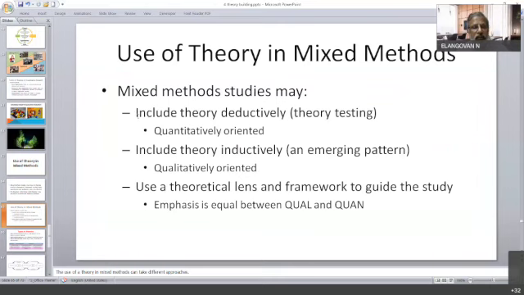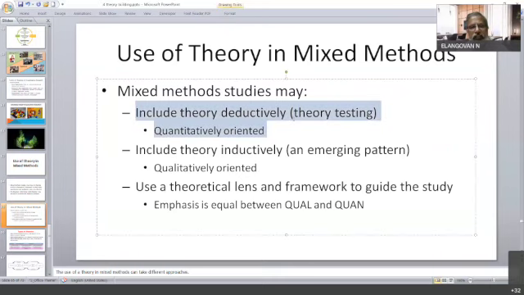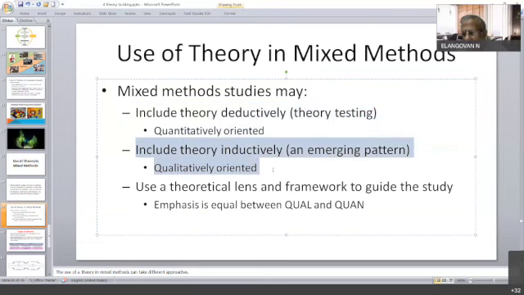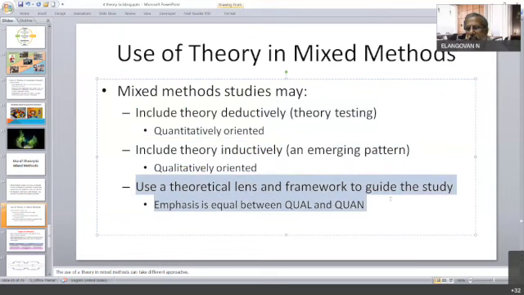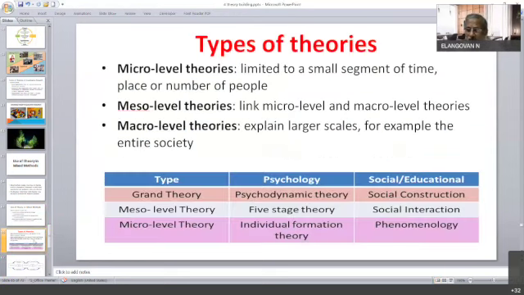So theory is used in a deductive way, that is quantitative followed by qualitative, or in an inductive way with qualitative followed by quantitative, or as a theoretical lens in a concurrent method. So this is how theory is used in a mixed method. Now coming to the first question that came in the beginning: the types of theories are the levels of theories.